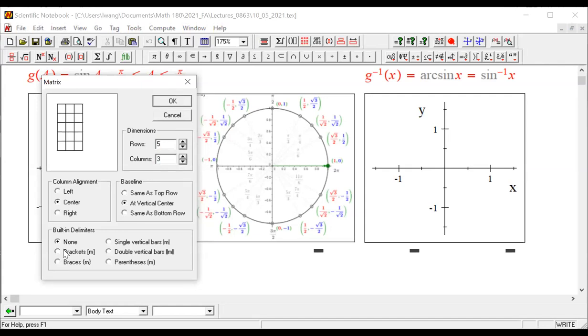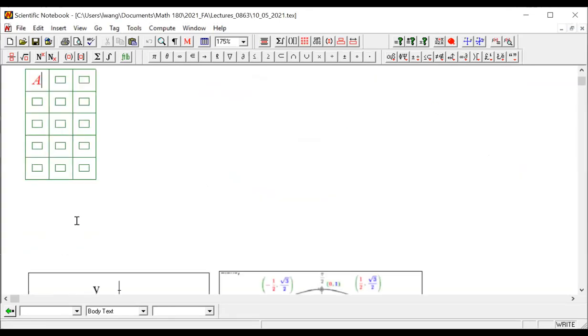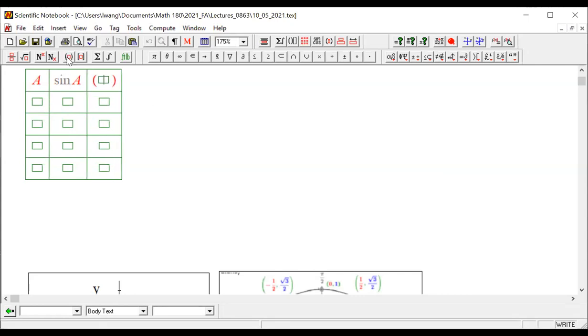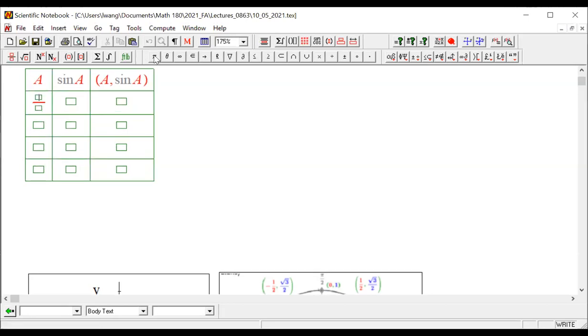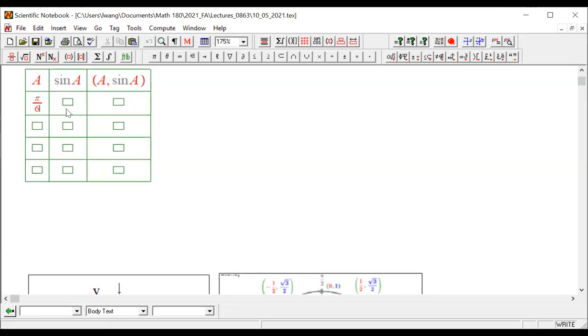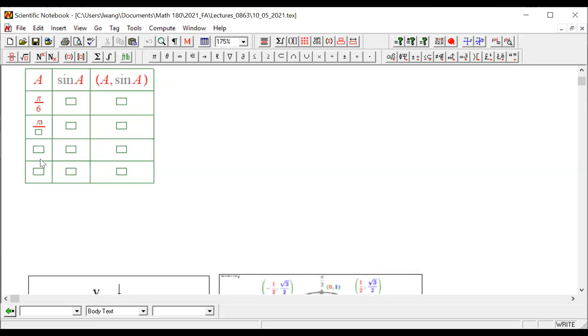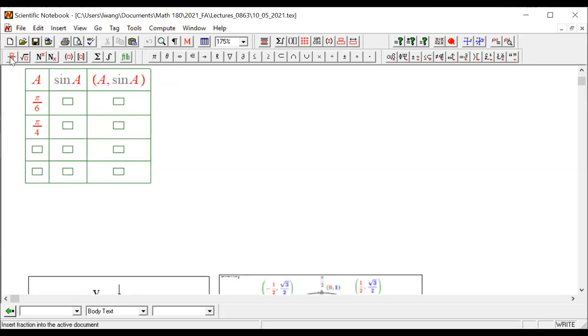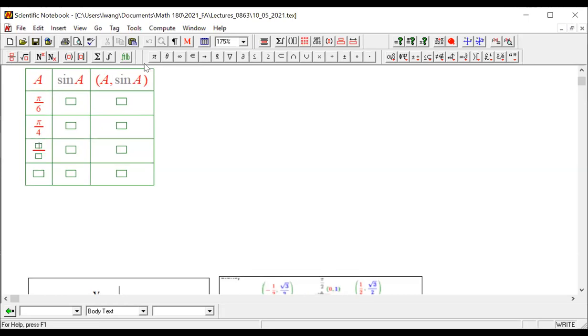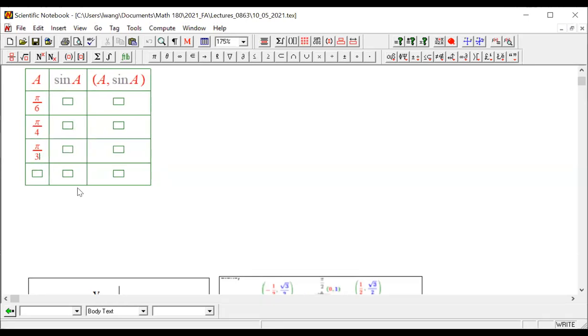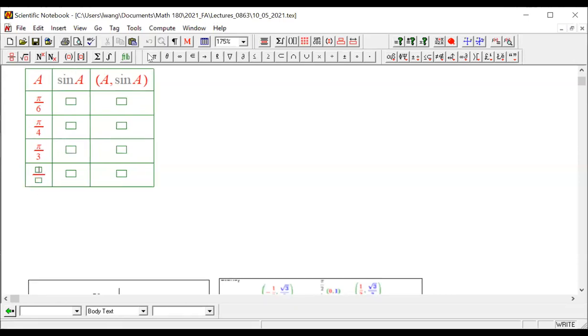3 columns. The input A, sine of A, and the pair, angle, sine of A. Okay, so the point I'm going to give you would be, please work with me, pi over 6, pi over 4, pi over 3, that's the counterclockwise, pi over 2.